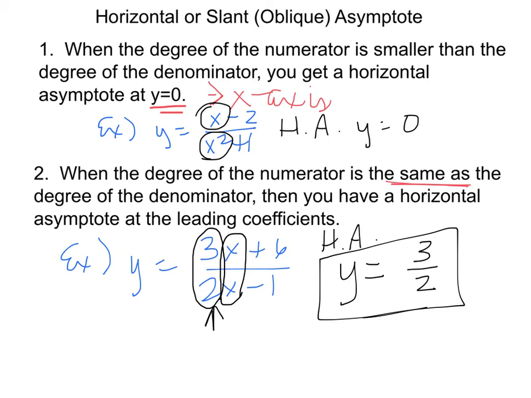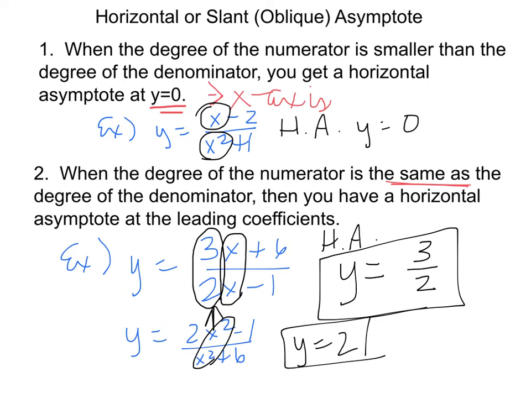And it doesn't have to be both numbers. For instance, you could have y is equal to 2x squared minus 1 over x squared plus 6. You still have an x squared in both of those, but your horizontal asymptote here is just going to be y equals 2, because 2 over 1 is just 2. Pretty cool, huh? All right, let's look at our third and final scenario. I bet you can't guess what that is.